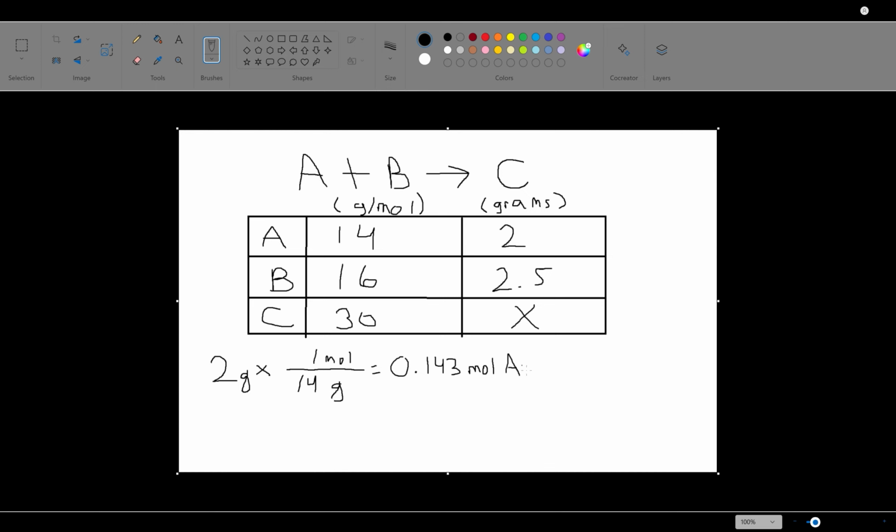But now we have to convert this molar amount to our molar amount of C with a mole to mole ratio. And since it's just 1, the mole of A is going to be equal to C. And you can do the math for that if you wanted to. It's just 1 mole of C over 1 mole of A, and that just gets us the same number, 0.143.